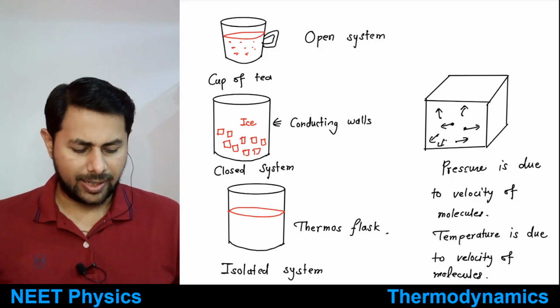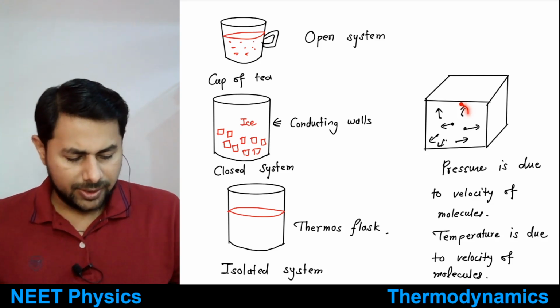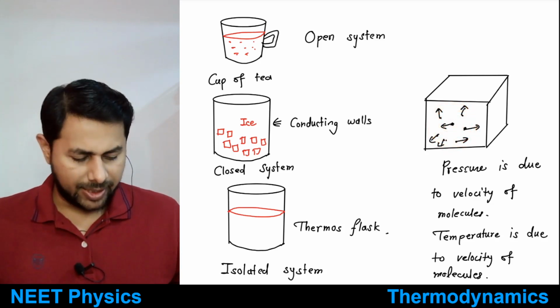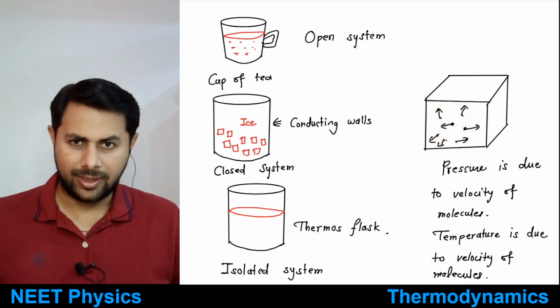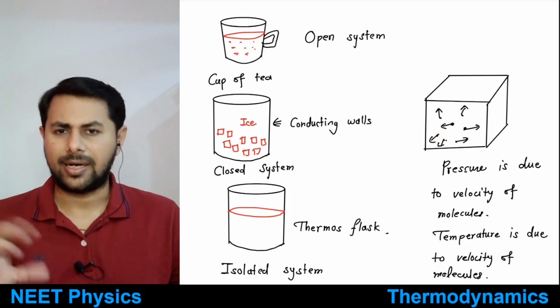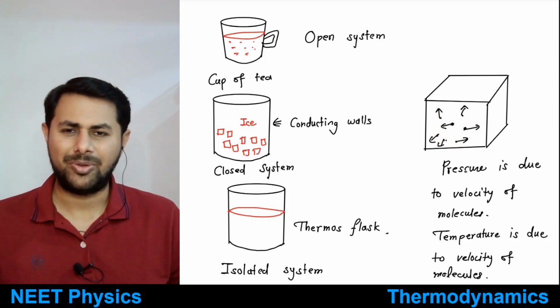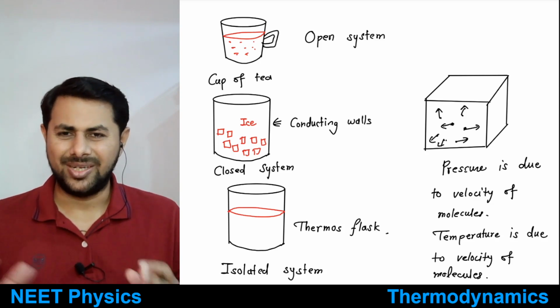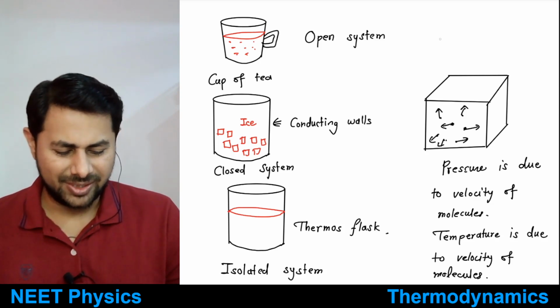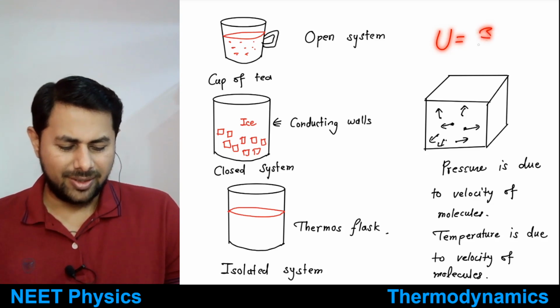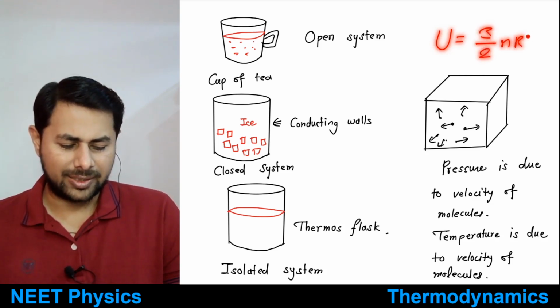These molecules are moving in random directions, so they have certain energy. That kinetic energy gives rise to the temperature, or the amount of energy is actually the temperature, right? We have studied this, that U is equal to 3/2 nRT.